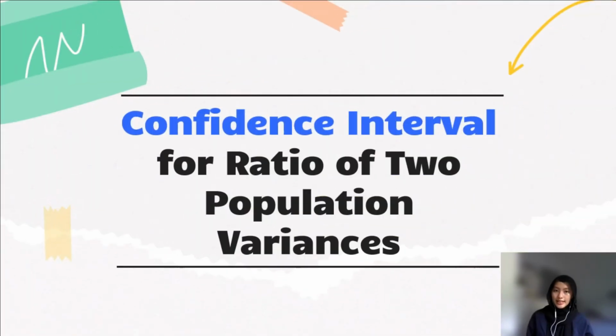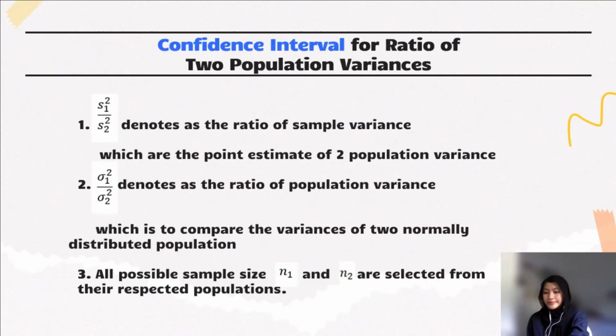My name is Fatihah and I will continue with the confidence interval for the ratio of two population variances. The first one we have is S1 squared over S2 squared. This denotes the ratio of sample variances, which is the point estimate of the two population variances. Number 2, sigma squared 1 over sigma squared 2 denotes the ratio of the population variances, which is used to compare the variances of two normally distributed populations.